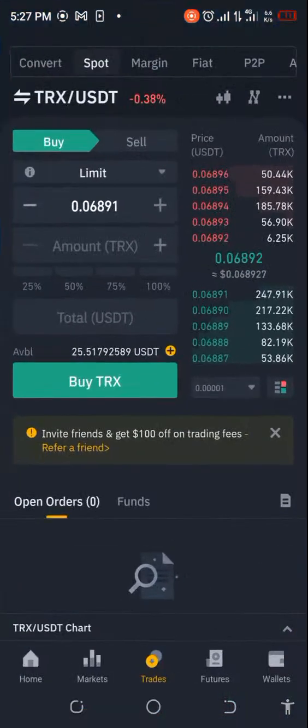So for instance, if I use $200, by the time I'm coming back, I will pay the same one TRX for $200 worth of TRX, and it's the same one TRX for $25 worth of TRX. So you can see it's the same irrespective of the amount of capital you're using. The only thing that changes is the trade fee, which is 0.1%.